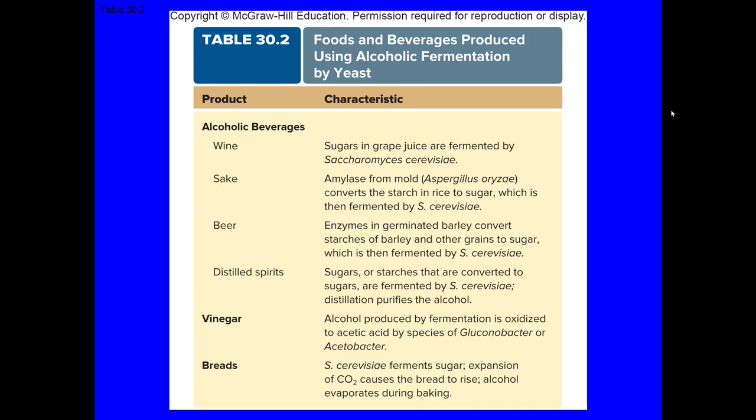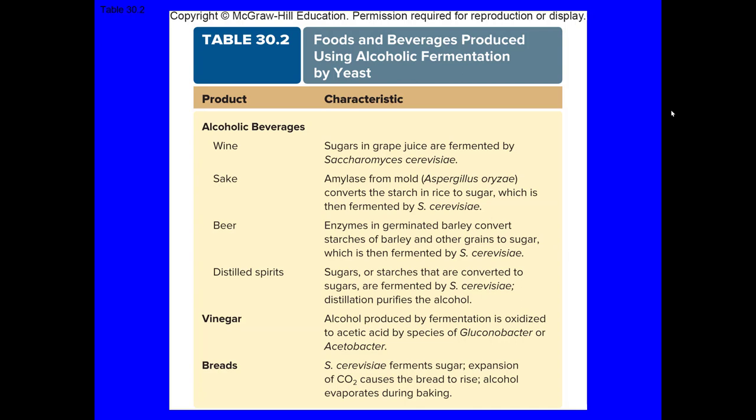That's why sake is also referred to as rice wine. And then it's fermented with Saccharomyces cerevisiae. Beer, no problem. Beer is basically where you have enzymes in the germinated barley, and they will convert the starches of barley and other grains to sugar. Then this is fermented by S. cerevisiae again.